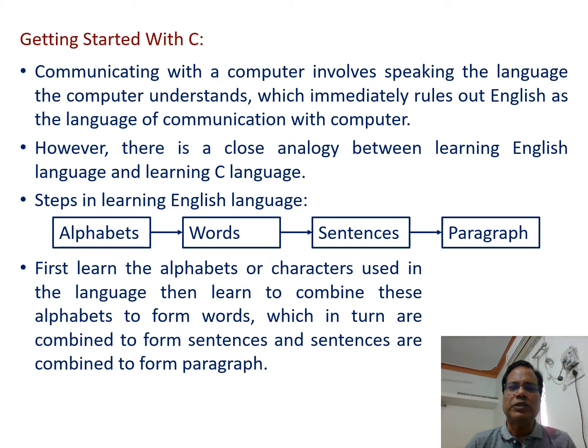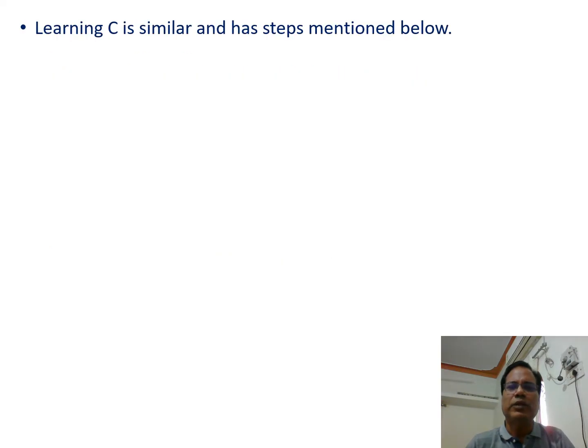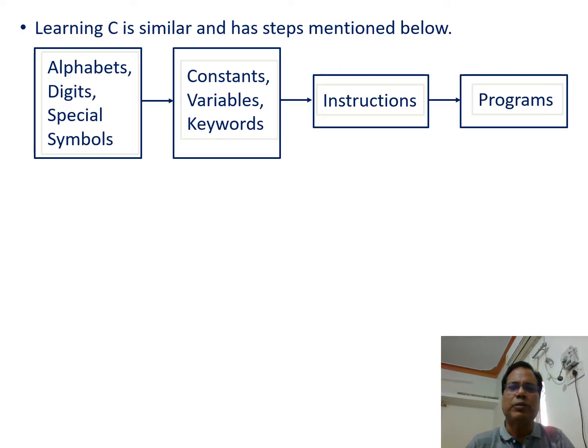And we see that we first learn the alphabets or characters used in the language, then learn to combine these alphabets to form words, which in turn are combined to form sentences, and sentences are combined to form a paragraph. So these are the steps when we want to learn English. Learning C is similar and has the steps mentioned below.